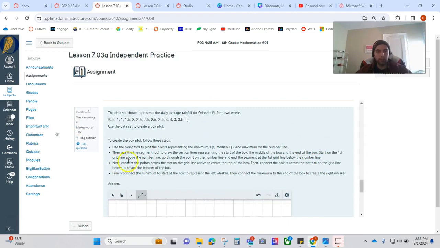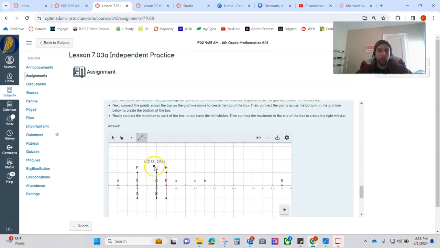Okay, next box. Next, connect the points across the top of the grid line above to create the top of the box. Then connect the points across the bottom of the grid line below to create the bottom. So I'm going to go from F all the way to H, not from F to J, then J to H. I will go all the way from the first to the end. Then same down here, go all the way from one side to the other, no pit stops at that middle line.